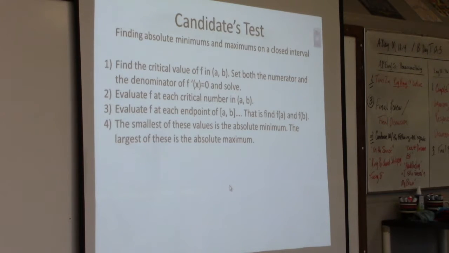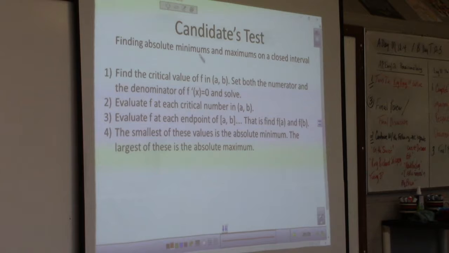All right, now the candidates test tells us how we can find the absolute minimums and maximums on a closed interval. The first thing you want to do is find the critical values of the function in the interval. If you've got a derivative that is a fraction, you want to set both the numerator and the denominator of f prime of x equal to 0.